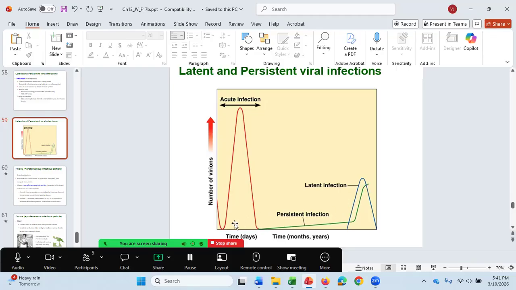A latent viral infection, you'd have first an acute viral infection. The child gets chickenpox. They're shedding a large number of viruses, and then the virus goes latent.